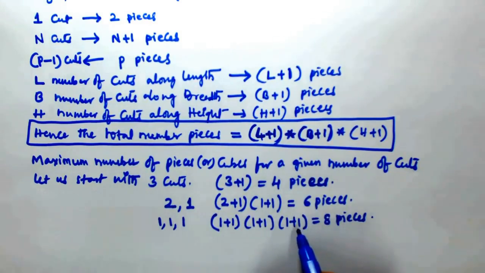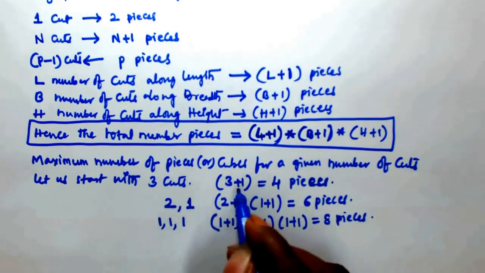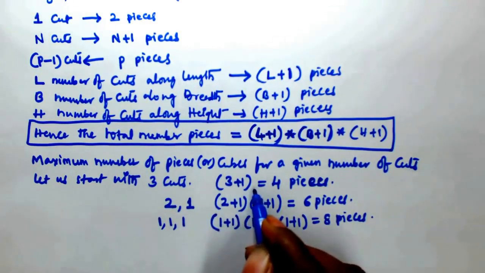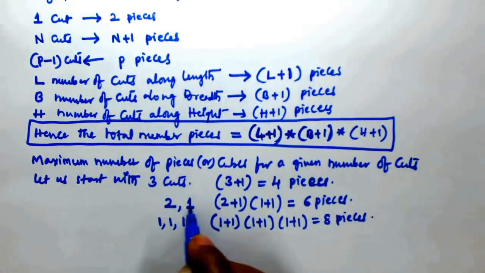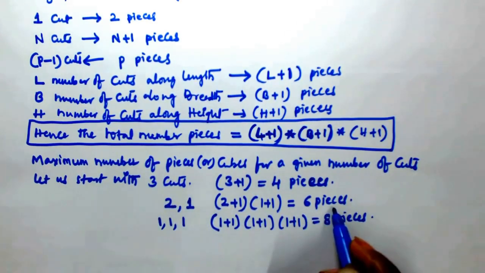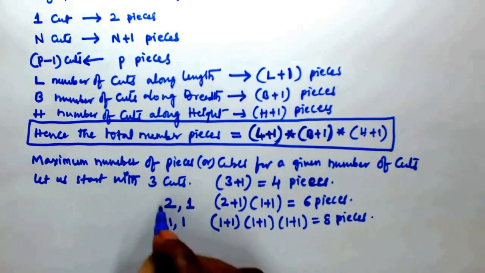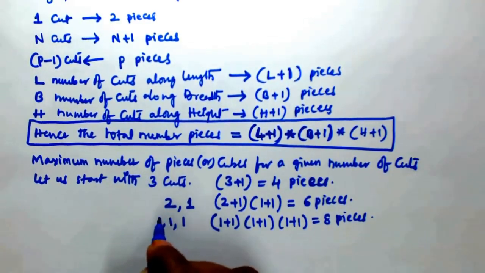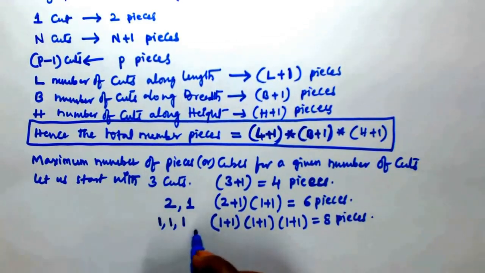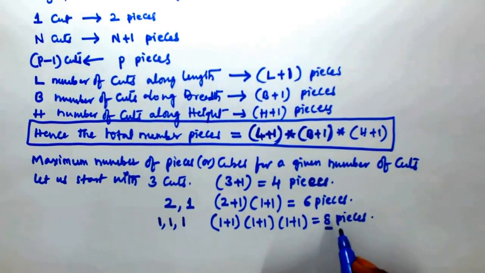So from this, what we observed is, if three cuts are made along a single dimension, then we will get 4 pieces. If three cuts are made along two dimensions, then we will get 6 pieces. If we make three cuts along 3 dimensions, I mean this 3 is divided into 1, 1, 1 in 3 dimensions, then we will get 8 pieces.